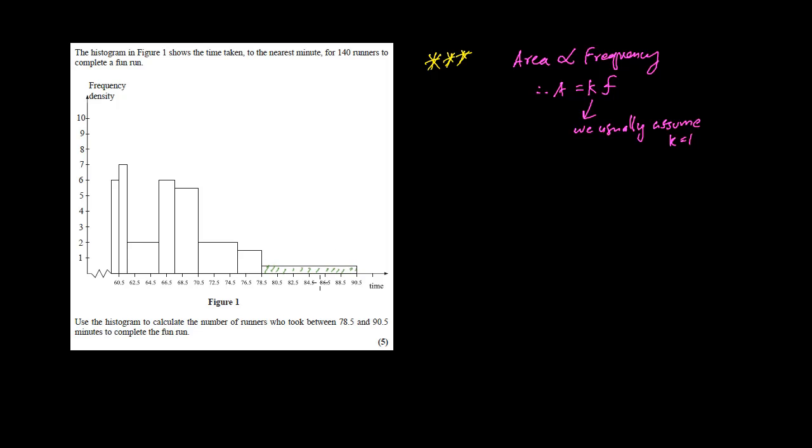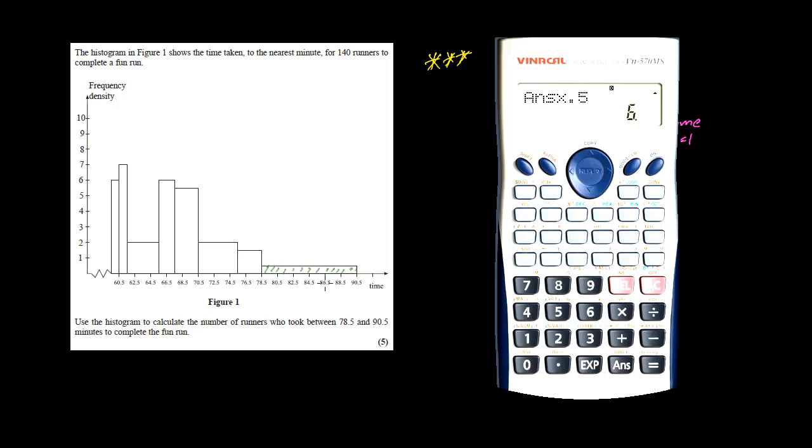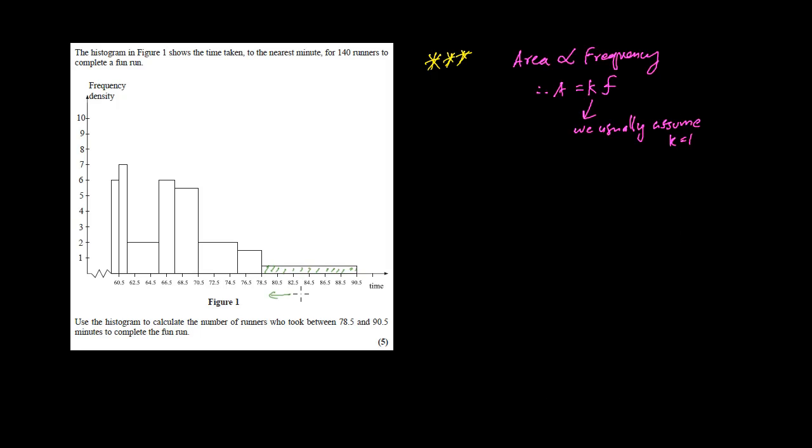Now you know the class width is 90.5 minus 78.5, that is going to be 12. So this class width, very easy to know, is 12.